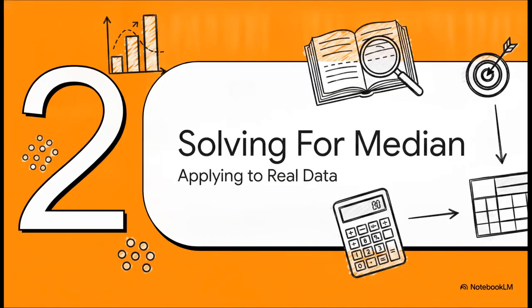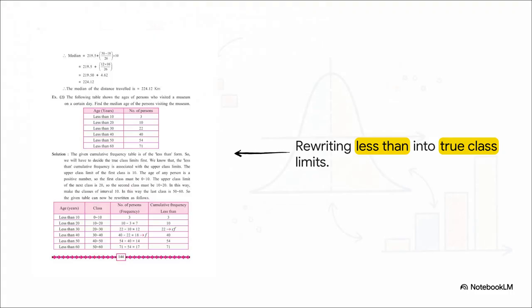Section 2. Solving for the median, applying our knowledge to real data. It is time to look at a practical, solved example directly from our textbook to show exactly how these steps work in action. Take a good look at this table showing the ages of museum visitors. Sometimes the exam question gives you a cumulative less than table to begin with. Notice how it says less than 10, less than 20, and so on. We have to use our logic to decide the true class limits first.